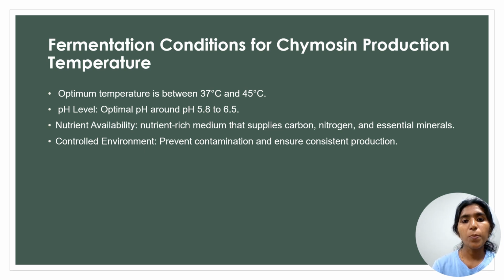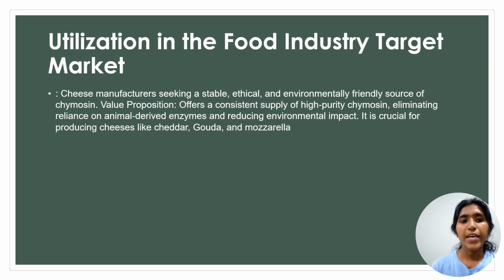So through precision fermentation, we can optimize these conditions and ensure a stable and scalable production process that meets the industrial demands. The chymosin that is produced through biotechnology is utilized in the food industry. Our primary target market is the cheese manufacturers. These producers require a consistent and high quality source of chymosin, which biotechnology provides.